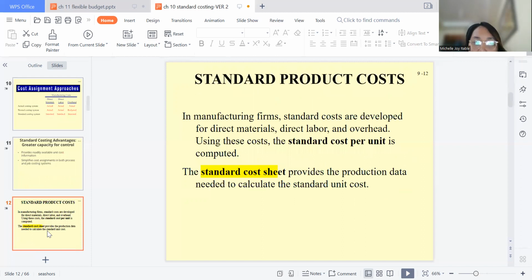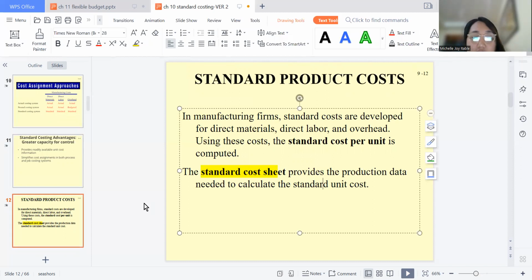Standard product costs. In manufacturing firms, standard costs are developed for direct materials, direct labor, and overhead. Using these costs, the standard cost per unit is computed. The standard cost sheet provides the production data needed to calculate the standard unit cost. So the basis here, class, in standard costing is the standard cost sheet.